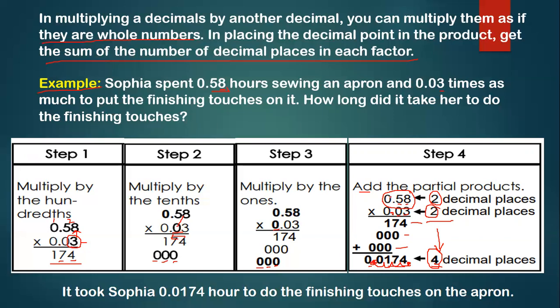Kaya naman, the product of 5800s and 300s is just, so tingnan ang place value na nasa dulo, this is tenths, hundreds, thousands, 10,000s is 174 10,000s. Okay? Yun ang gamit ngayon ng ating decimal places. So the final answer is it took Sophia 174 10,000s of an hour to do the finishing touches on the apron. Okay, mas elaborate pa natin sa susunod.